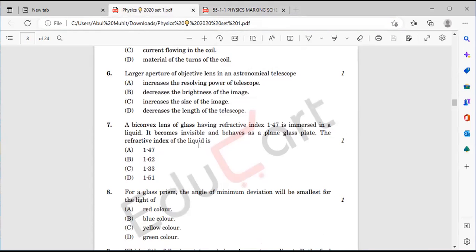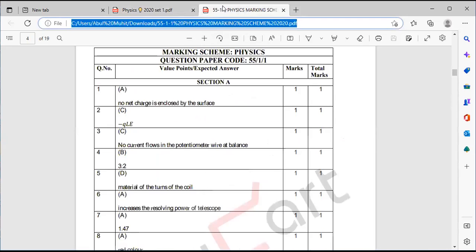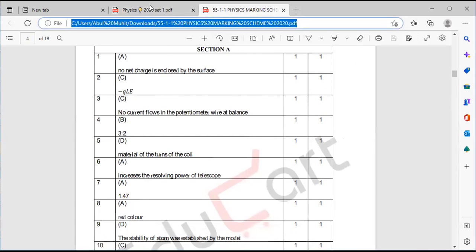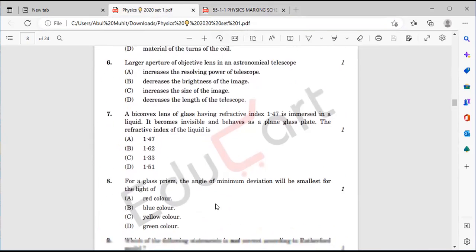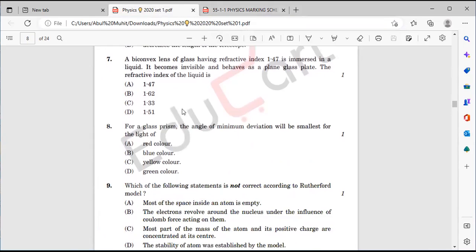Now, a biconvex lens of glass having refractive index 1.47 is immersed in a liquid. He didn't mention the refractive index of the liquid. It becomes invisible and behaves as a plane glass, so the refractive index of the liquid will be the same, equal to 1.47. It's a textbook question, I think.